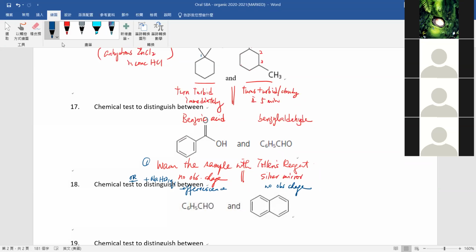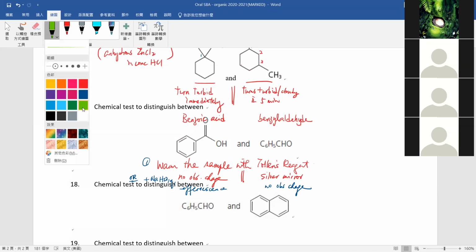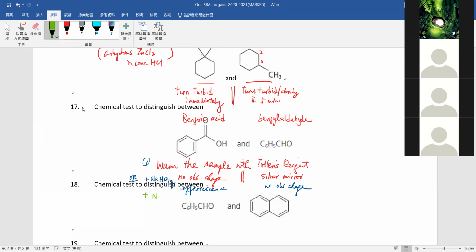Acidified potassium dichromate, and you are looking for what? Add acidified potassium dichromate, K2Cr2O7. Look for what? Color change, okay? So this part, no. Orange to green. Think of a fourth method.